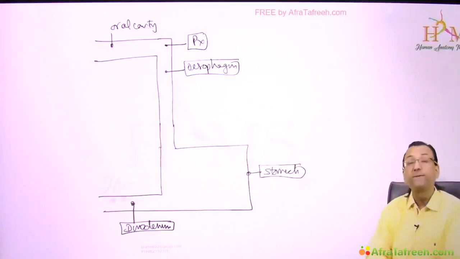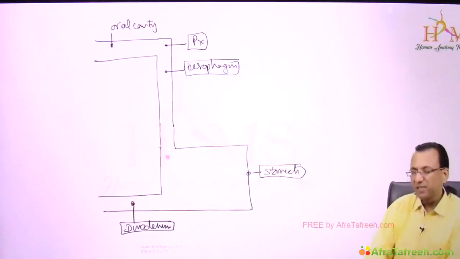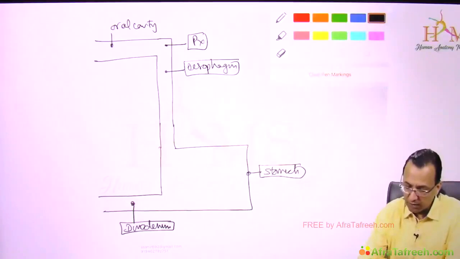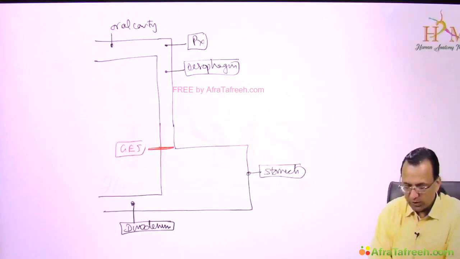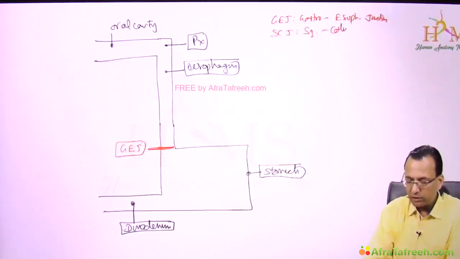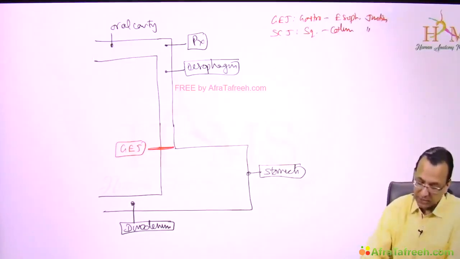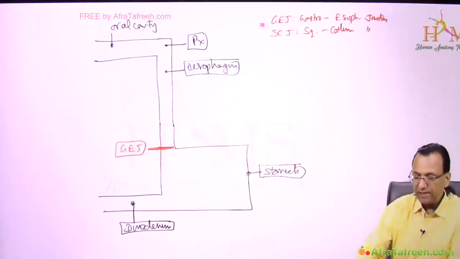This is the proximal duodenum. This is the distal esophagus. You can mark here what is called the gastroesophageal junction, GEJ. What is GEJ? You write here GEJ is the gastroesophageal junction. But then there is also the SCJ. What is SCJ? That is the squamo-columnar junction. See, what we have shown is the gastroesophageal junction, but there is a squamo-columnar junction also. Where is the SCJ?